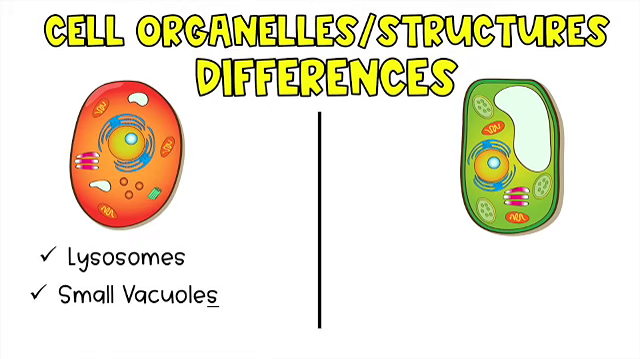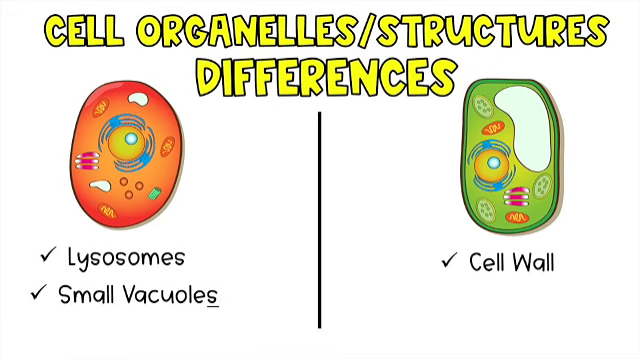And then we have small vacuoles, and you'll notice the S is underlined. Now, we do have a vacuole in a plant cell, but it's so different that I put it in this column for a reason, because animal cells have many small vacuoles. We'll talk about what those do.